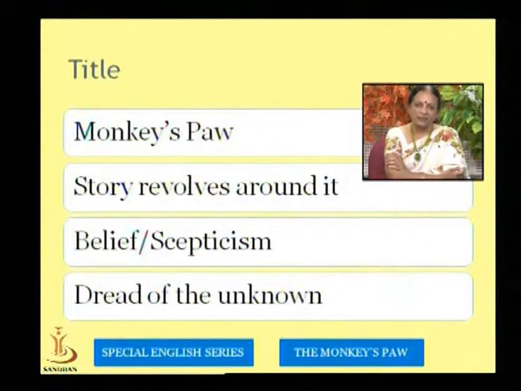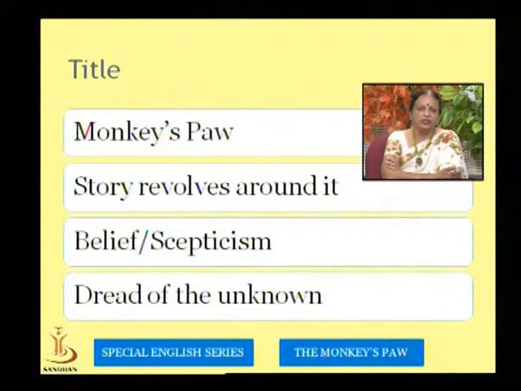So there is skepticism. As an audience, as a reader, we are free to take any side. We can believe with Mr. and Mrs. White that a spell has been cast on the monkey's paw, and everything that Sergeant Major Morris told us is the ultimate truth. Or we can go to the other side and be skeptical about everything. So there is both belief and skepticism. In the play, there is also a dread, a fear. A great fear is called dread. There is dread of the unknown.